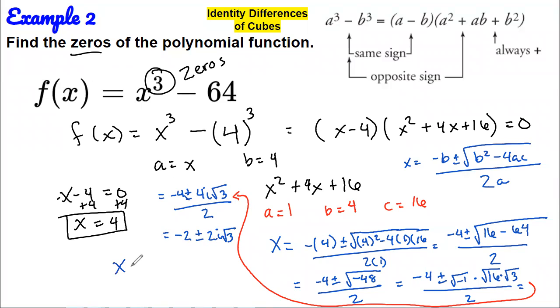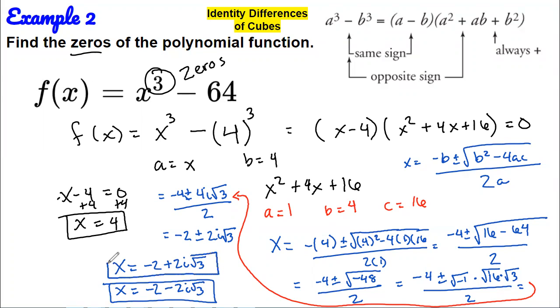So therefore, x equals negative 2 plus 2i square roots of 3, and x equals negative 2 minus 2i square roots of 3. So there are our last 2 zeros. We have 1 zero right here, 2 zeros, and 3 zeros. So we have our 3 zeros that we needed in this case.